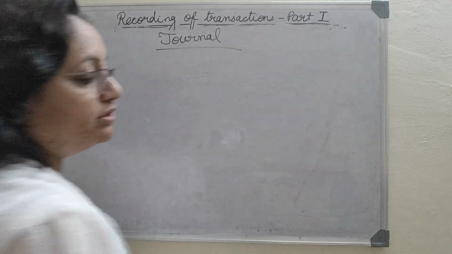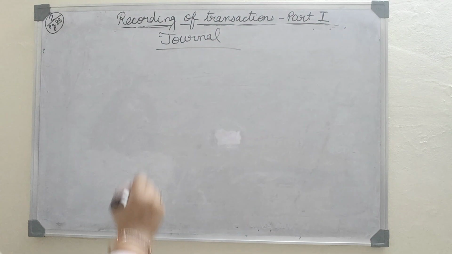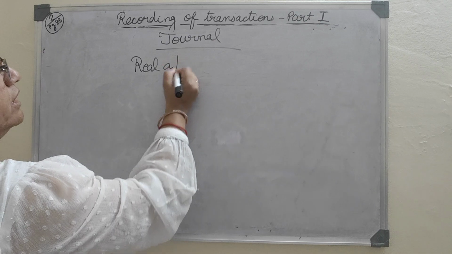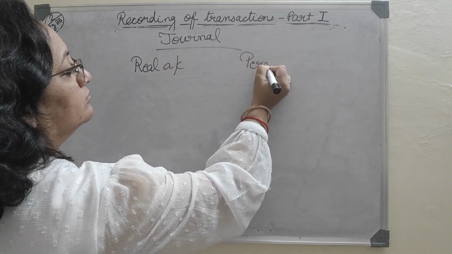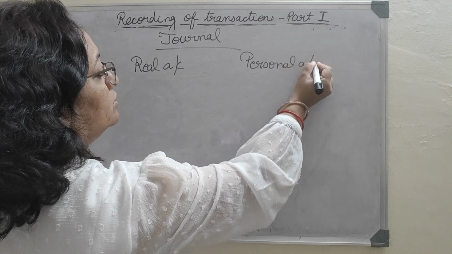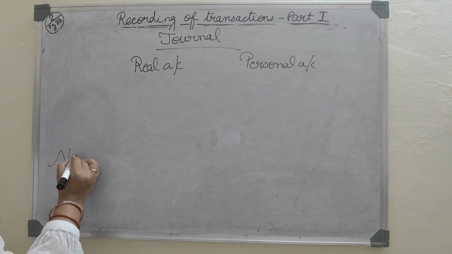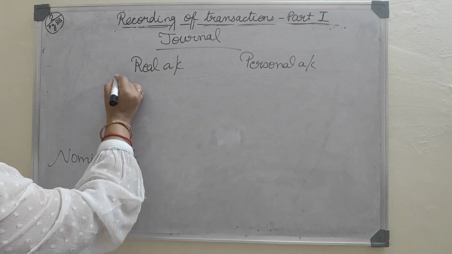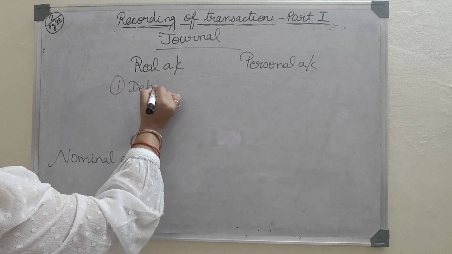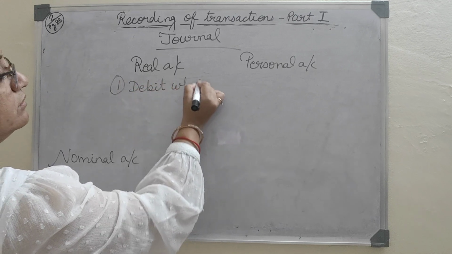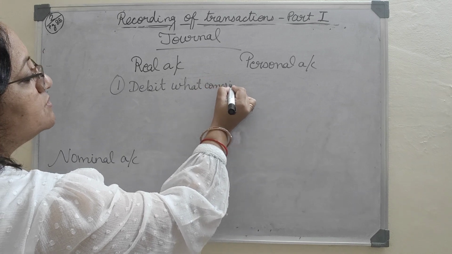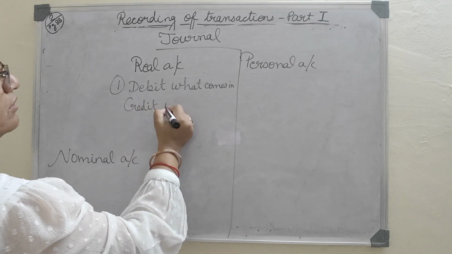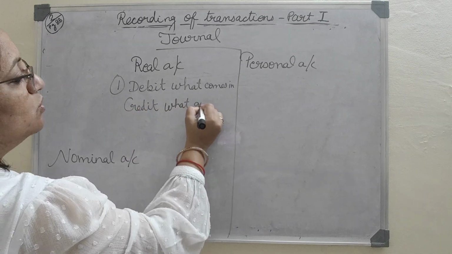Whether the amount will be debited or credited, we are entering it in 3 heads: real account, personal account, and nominal account. Real account says debit what comes in, credit what goes out.